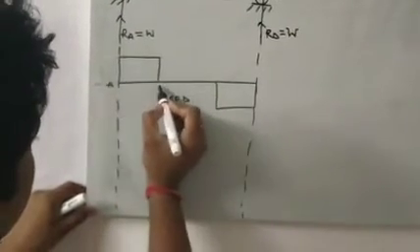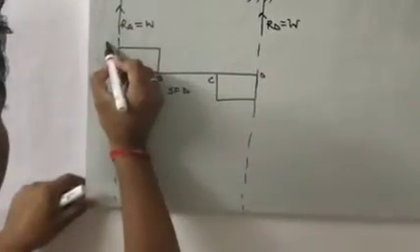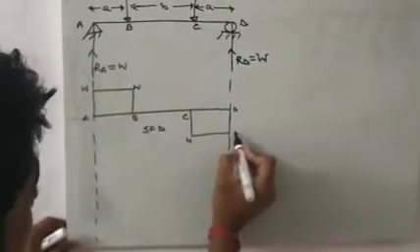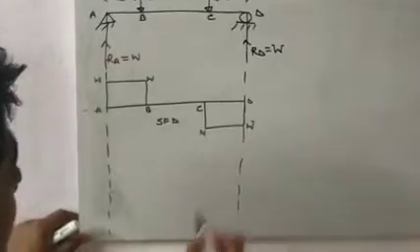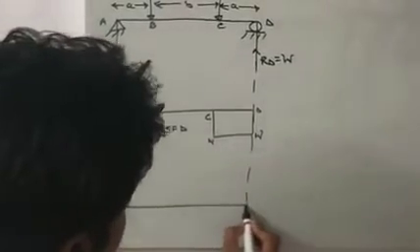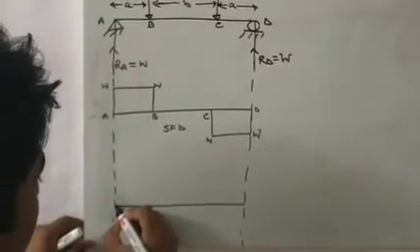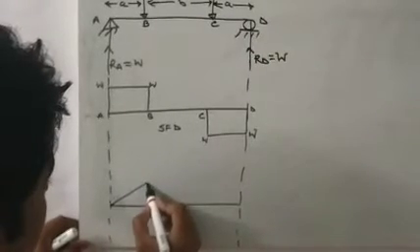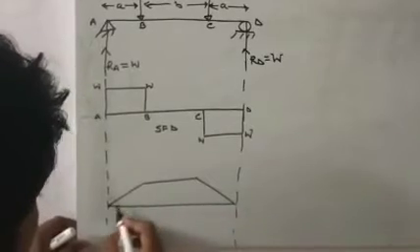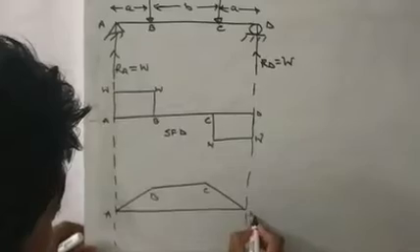This is point A, this is B, this is C and this is D. Here is the magnitude W, here is also magnitude W, here is magnitude W and here is also magnitude W. Right? Now if we draw the bending moment diagram for this given loading condition, it will be like this. This is point A, this is B, this is C and this is D. This is the bending moment diagram.